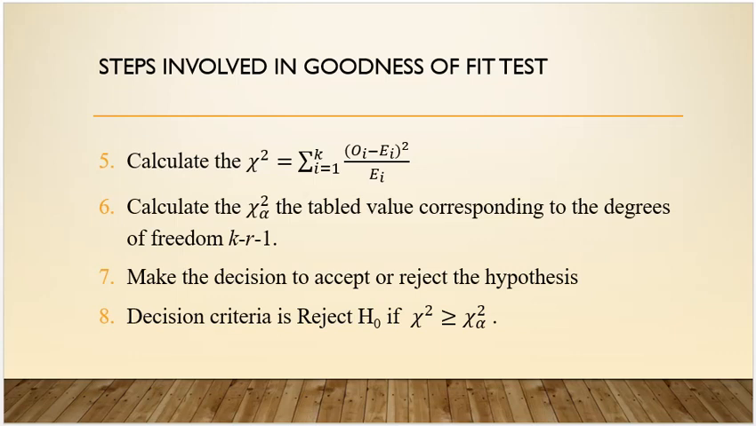If the calculated chi-squared is less than chi-squared alpha, our fit is correct, or the fit is very good. Otherwise, if chi-squared is greater than chi-squared alpha, that is the critical value, we reject the hypothesis and conclude that our fit is not good.